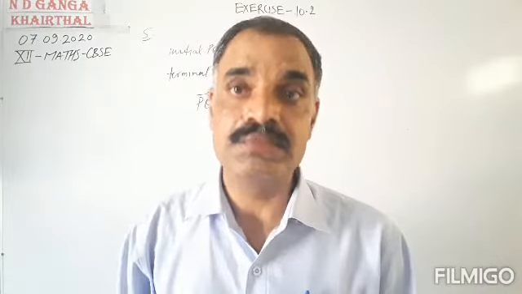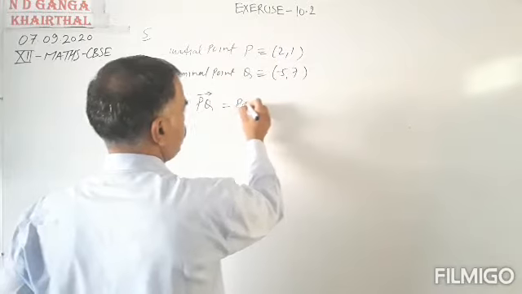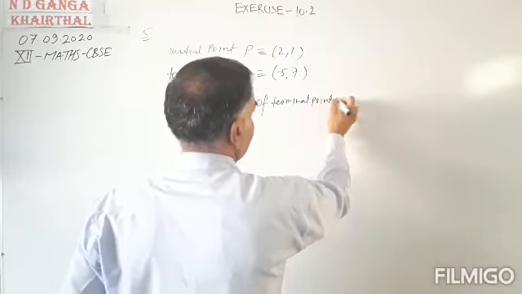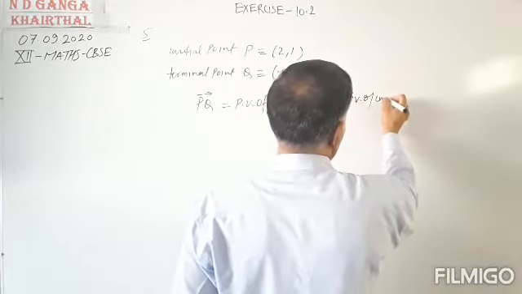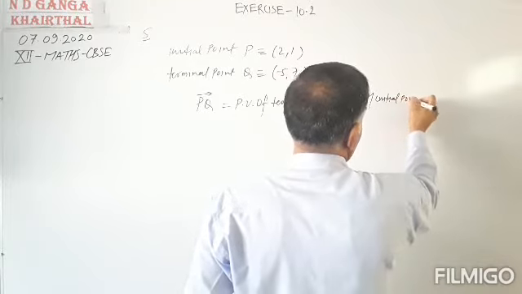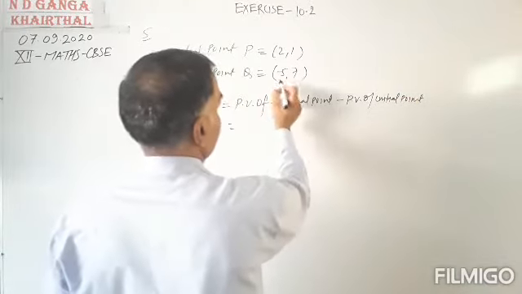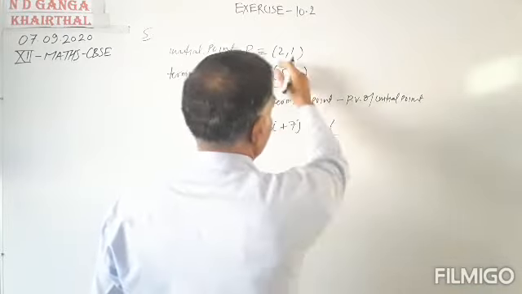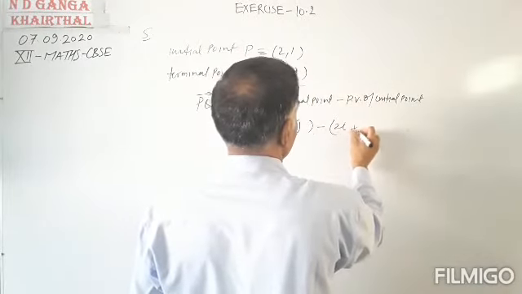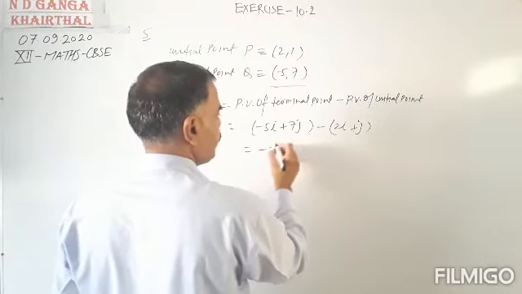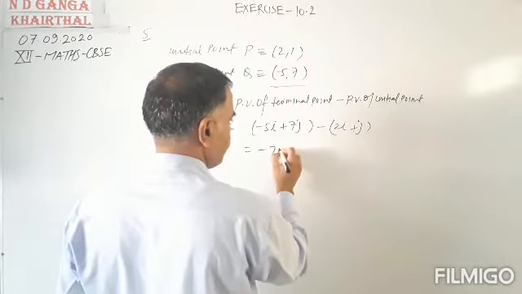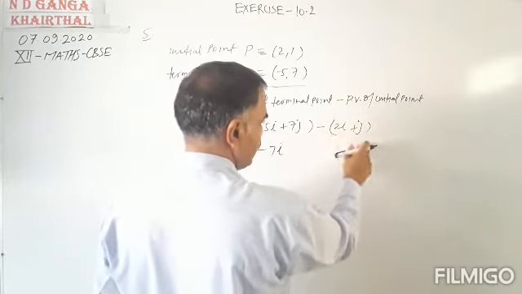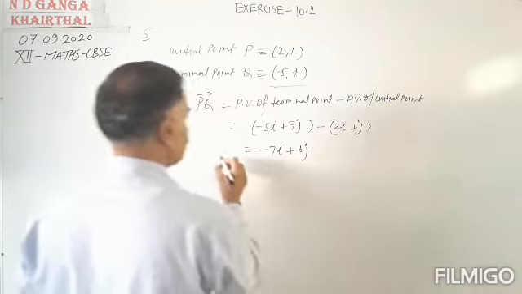That is why the required vector is PQ vector, and PQ vector equals the position vector of the terminal point minus the position vector of the initial point. Okay, so the terminal point Q is minus 5 i cap plus 7 j cap, minus the initial point, that is 2 i cap plus j cap. So this is equal to minus 5 i cap minus 2 i cap, that is minus 7 i cap, plus 7 j cap minus j cap, that is plus 6 j cap. Okay, so PQ vector is this.